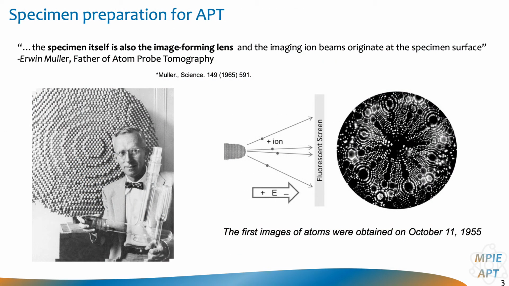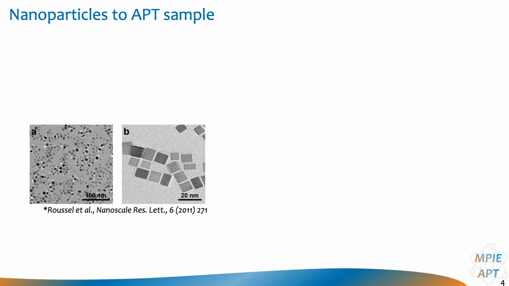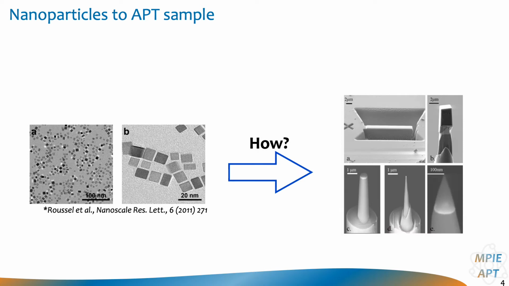One of the first problems is that when you have a very small object that you want to analyze with atom probe, as Erwin Müller said, the specimen itself is the lens for the field microscope or the atom probe. So when you have an individual object that is a few nanometers in size, how can you turn this into a suitable ion projector, if you want? So these are examples of nanoparticles, typically in solutions, and we want to find a way to turn them into a typical atom probe specimen.